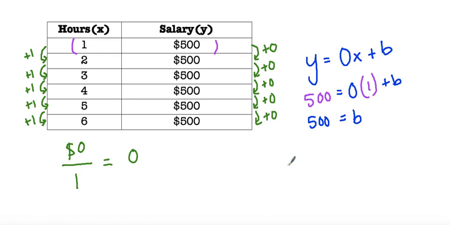And that's how we got y equals 0x plus 500. 0 times x is simply 0, so y equals 500. So that's how we would represent this linear function.